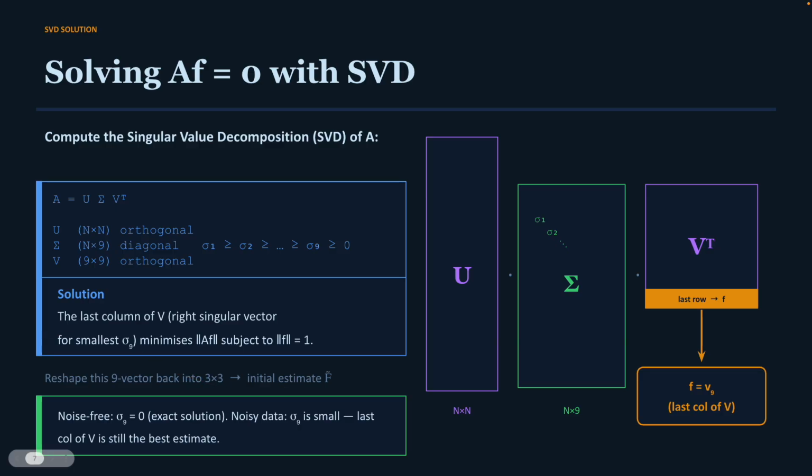So we decompose A using singular value decomposition. A equals U times sigma times V transpose. U is n by n orthogonal.